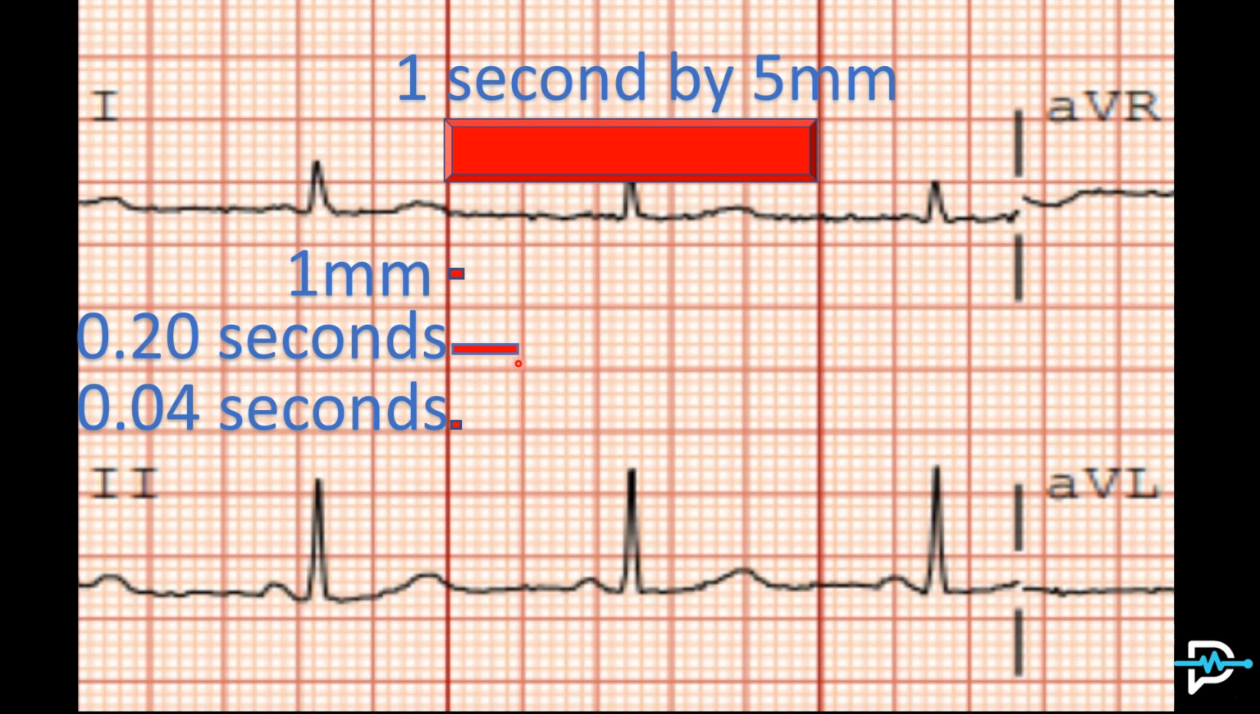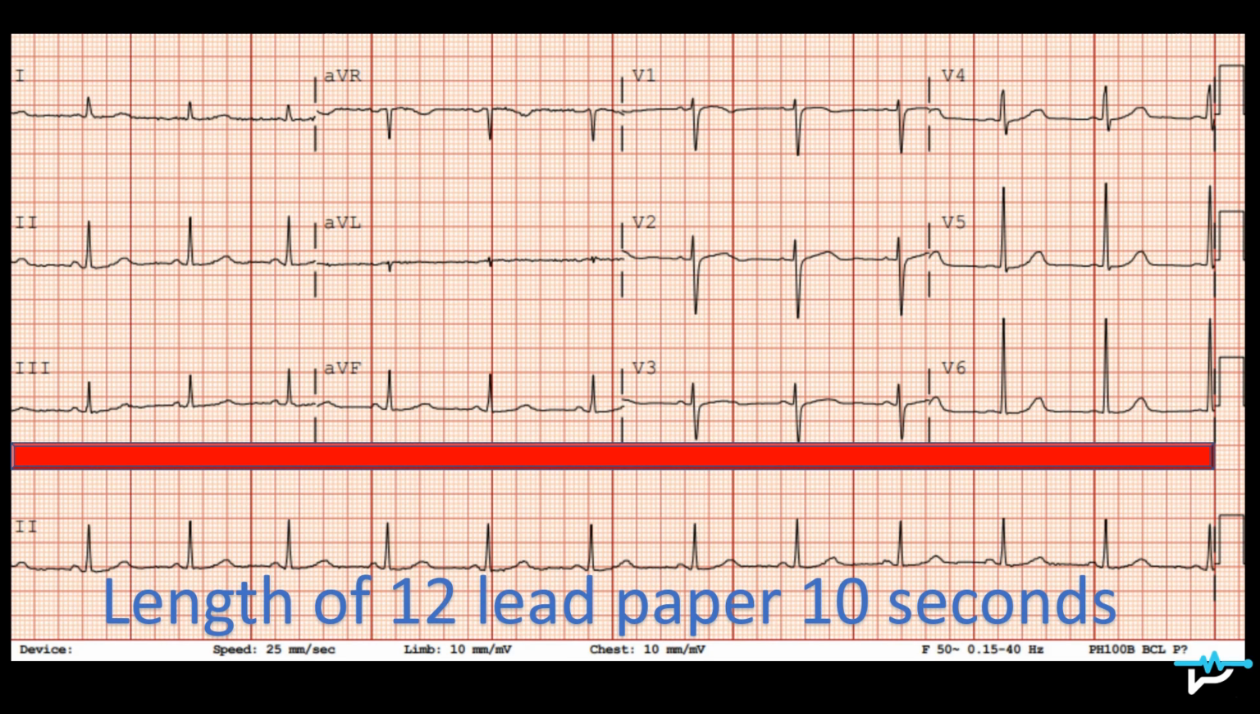Now the amplitude of these boxes, the vertical axis, is 1 millimeter. And so of course you add up 5 of those, you get 5 millimeters. So this whole bigger box here is 1 full second in duration and 5 millimeters in amplitude. When you add up all the little boxes on an EKG paper of typical duration, you get a 10-second EKG strip. And it's important to know that when you're calculating the heart rate.